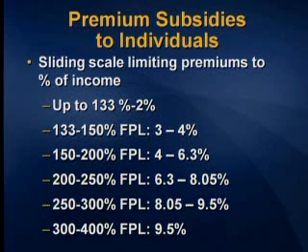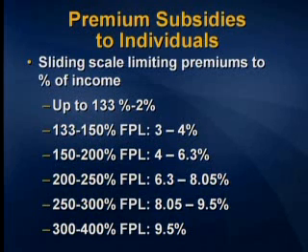And so here's the sliding scale. And the way this works is your premiums are limited to a percentage of income. So if you're 100 up to 133% of federal poverty level, you're not going to have to pay more than 2% of your income. If you're 133 to 150%, 4%. You can see it goes on. Down at the bottom, 300 to 400%, your cap is 9.5% of income.